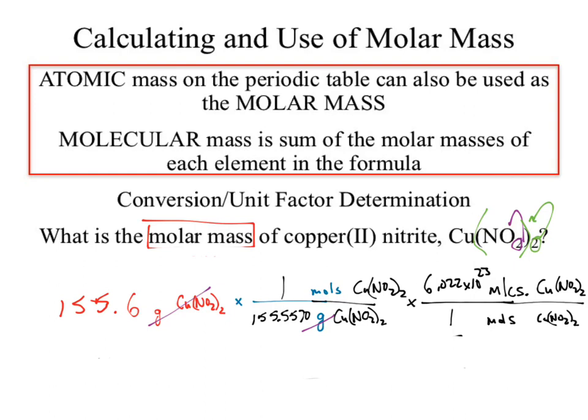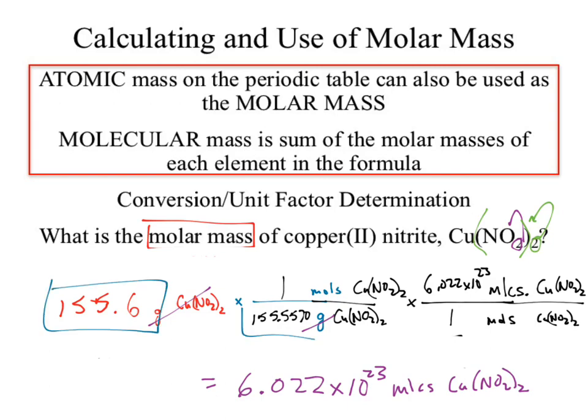That looks like a lot of calculations, right? I'm not sure I could do that in my head. Let's see. Carry the 2, divide by 3. It's going to come out to be roughly 6.022 times 10 to the 23rd molecules of copper nitrite. How did I do that? 155.6 was the mass in 1 mole. Those units cancel. Those units convert, sorry. Which then leaves us with merely Avogadro's number.